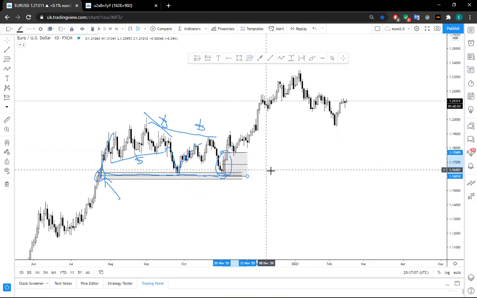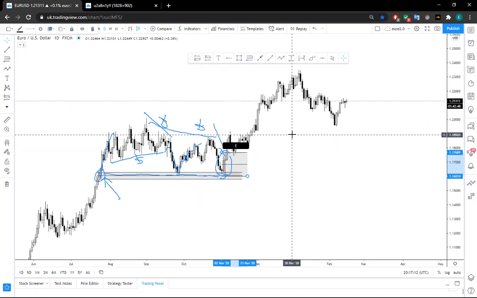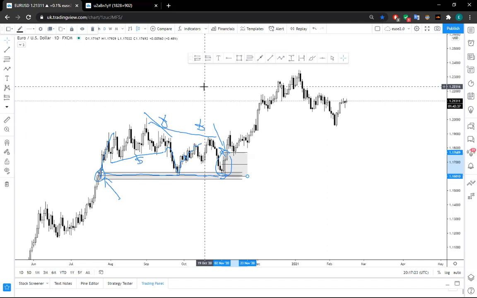Do you guys understand that so far? Why buy money is now in here? Yeah, okay. Yes. Nice. Sweet.